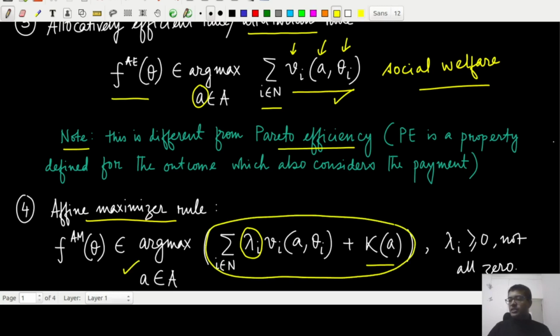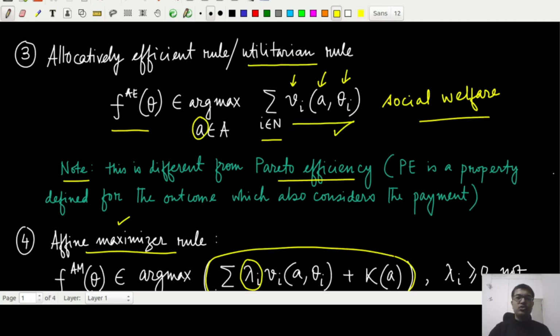and now this becomes an affine sum which you are trying to maximize. So this affine maximizer rule is trying to maximize this affine sum by choosing the appropriate a in the set capital A. You can see that this affine maximizer rule as a special case gives out the social welfare.